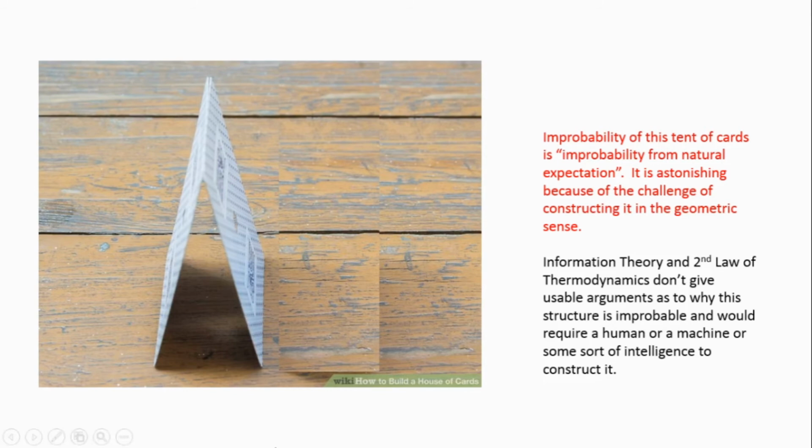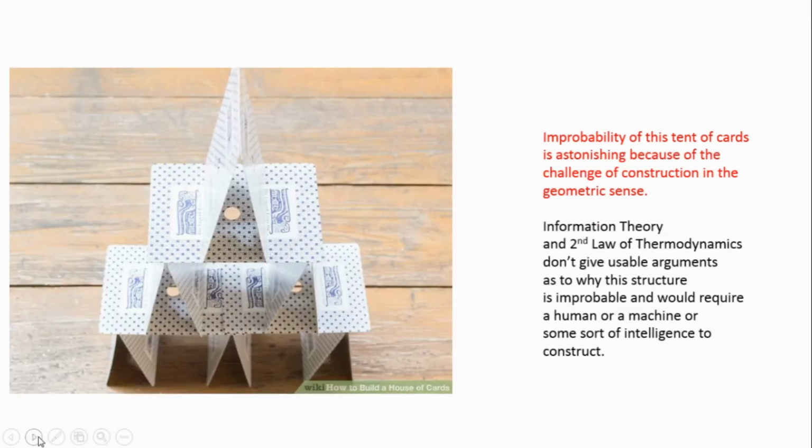And there are other improbable structures we can show. And as a matter of principle, it is improbable. It's not so much that we can't repeat it with random processes. It's the fact that a random process is not expected to create such a geometrically coordinated system.